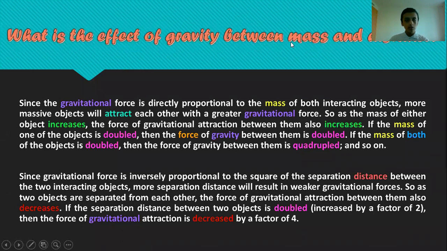Second question: what's the effect of gravity between mass and distance? Since the gravitational force is directly proportional to the mass of both objects interacting, more massive objects will attract each other with greater gravitational force. So if either of the masses increase, the gravitational force between them will also increase. On the other hand, the gravitational force is also inversely proportional to the square of the separation distance between the two objects interacting. So, if the distance between the objects increases, the gravitational force will decrease. While if they move closer to each other, it will be stronger.